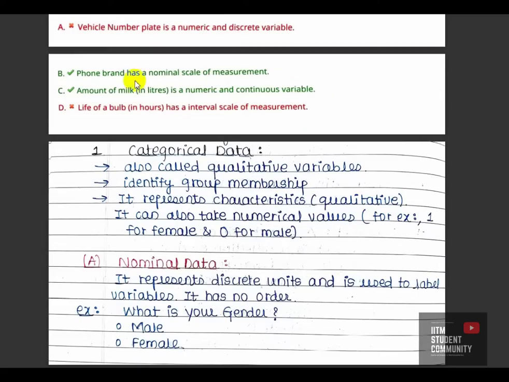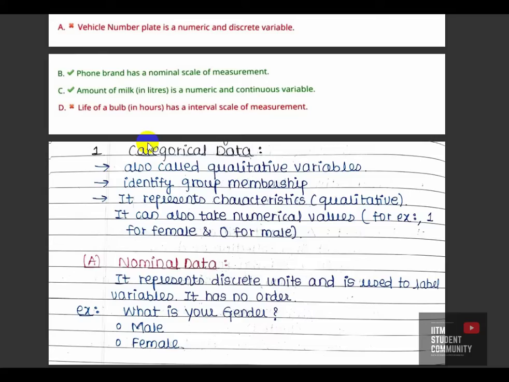Option B says phone brand has nominal scale of measurement. Now coming to nominal data, it represents discrete units and is used to label variables. Now phone brand works as a variable. For example, here we have seen what is your gender, is it male or female. Now if you look at phone brands, we have Samsung, OnePlus, Oppo, Vivo, etc. There are various options to choose from. So yes, it is a nominal scale of measurement.